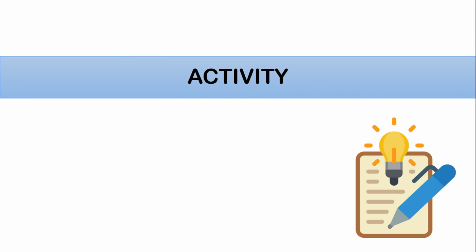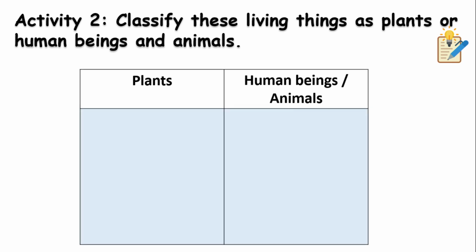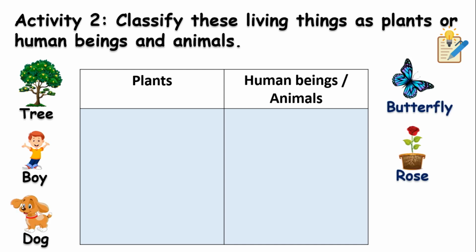Let us do a second activity. In the previous activity, we had identified 5 living things. Let us classify these 5 living things in the 2 categories, plants or human beings and animals, as shown in this table. We had the tree, the boy, the dog, the butterfly, and the rose.